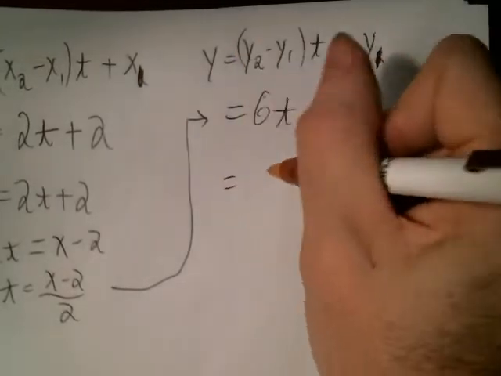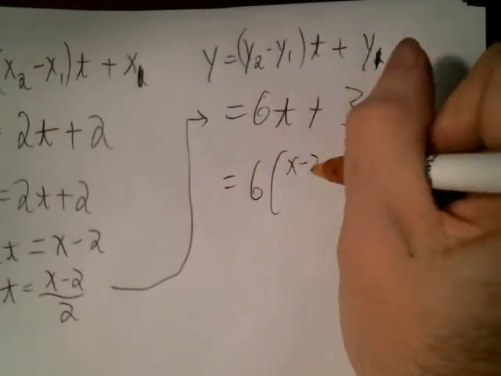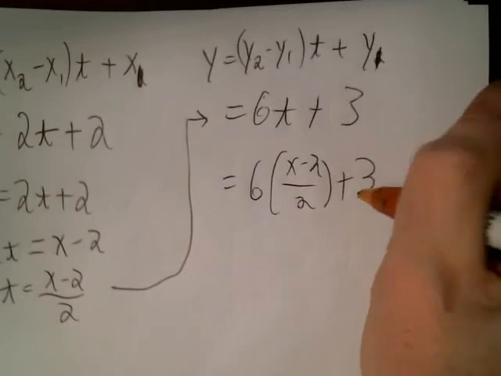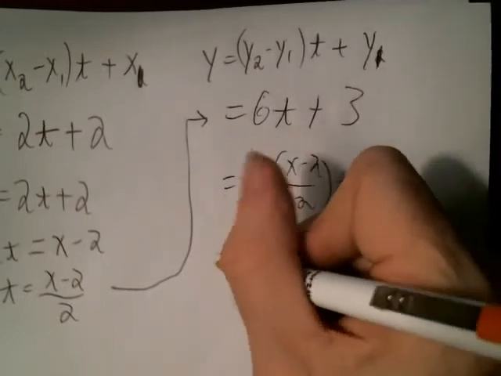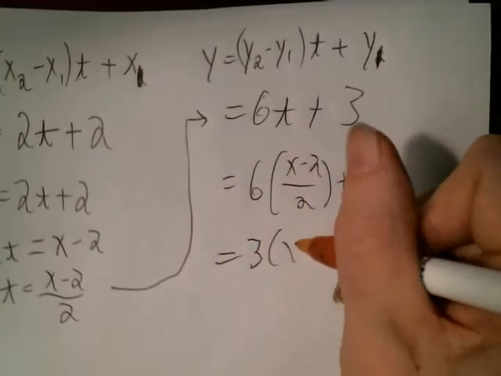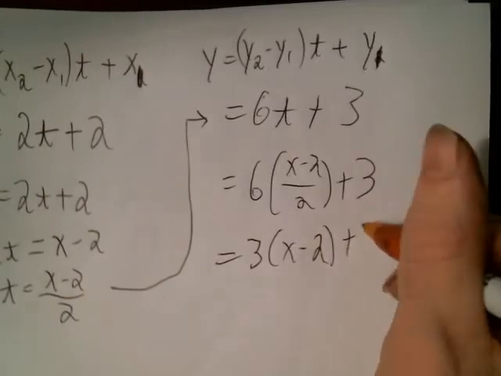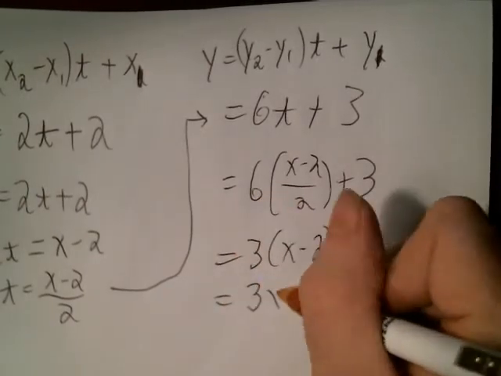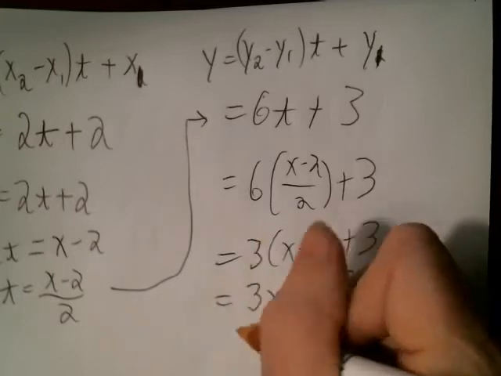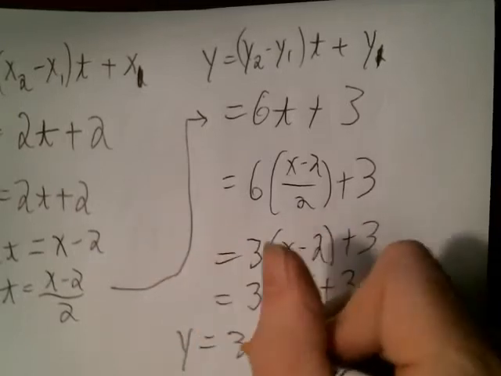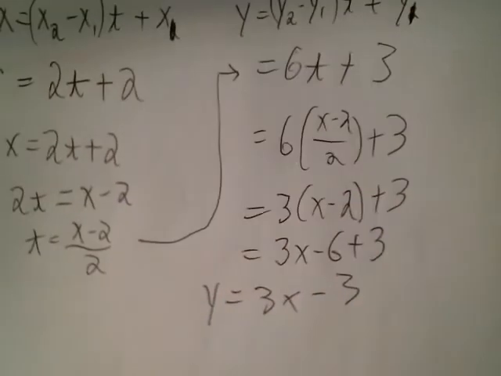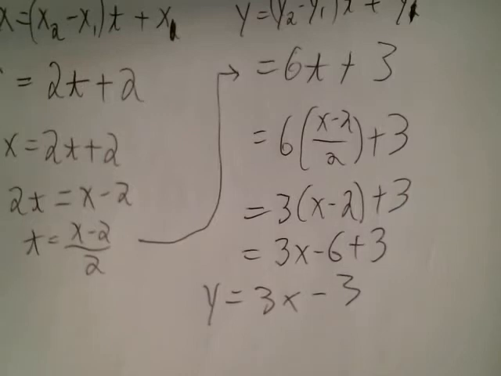So you're going to get 6 times x minus 2 over 2 plus 3. 6 over 2 is 3 times x minus 2 plus 3. And that's 3x minus 6 plus 3. So y equals 3x minus 3. And so did we get back to where we started? Yeah.